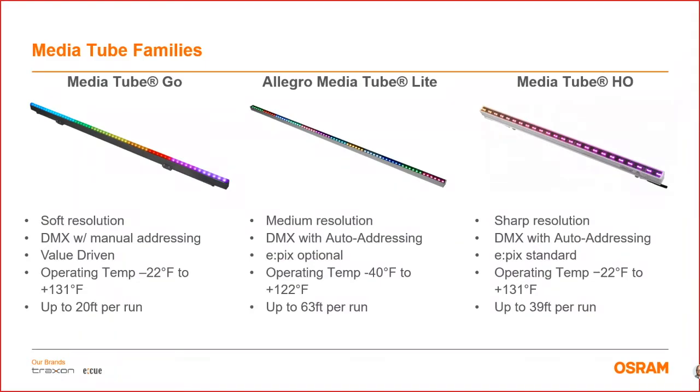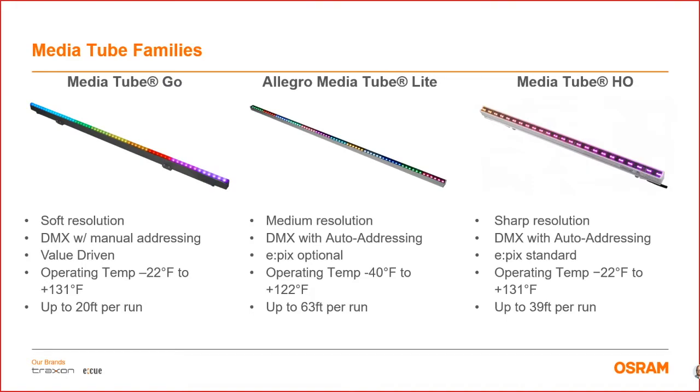All of these are robust, backed by our Traxon 5-year warranty, and capable of operating a wide range of temperatures. Allegro MediaTube Lite happens to be our best performer in the lowest temperatures when we're installing in the likes of Canada. I'm looking at you, optics. And for all of our applications in the desert Southwest and in the Middle East, we've got Go and HO function up to 131 degrees Fahrenheit or about 50 degrees C, which is roasting.